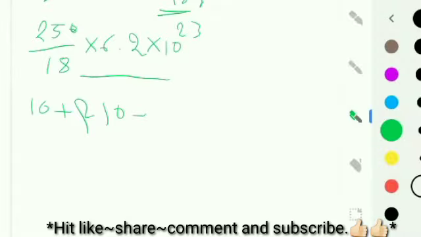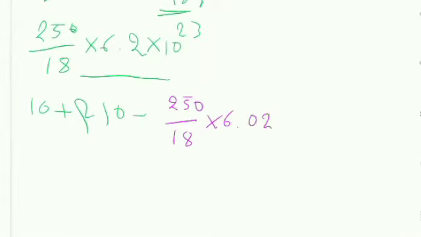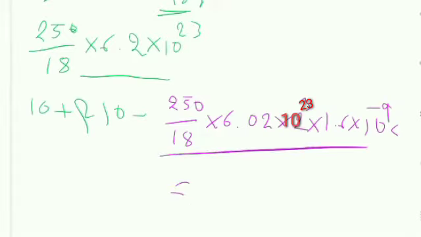Then 250 by 18 into 6.02 into 10 to the power of 23 into 1.6 into 10 to the power of minus 19 coulombs. Solving this, we get 1.34 into 10 to the power of 7 coulombs.